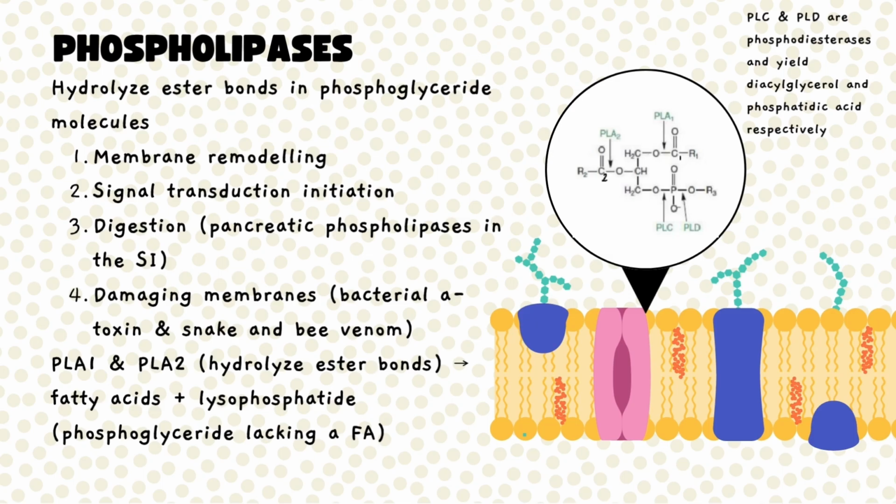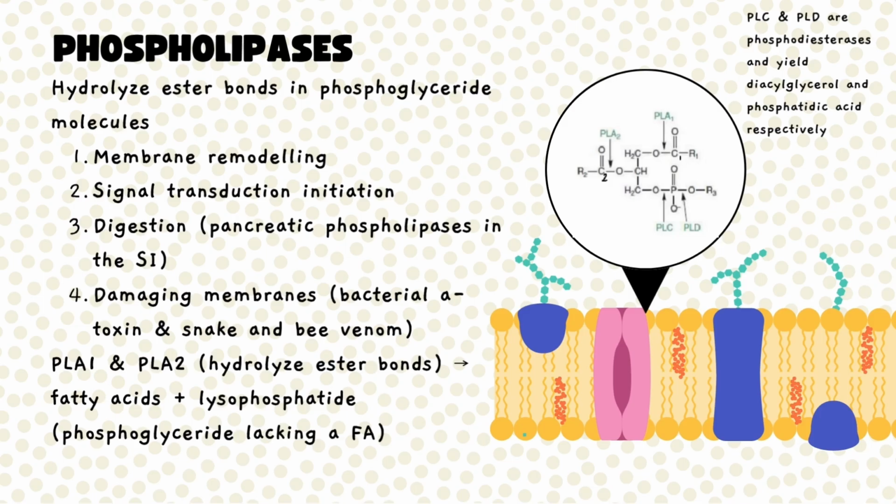They're involved in digestion, so specifically pancreatic phospholipases exist in the small intestine. And they're also involved in damaging membranes. This is a negative effect that isn't actually initiated by our body itself. It's from bacterial alpha toxin or snake and bee venom.